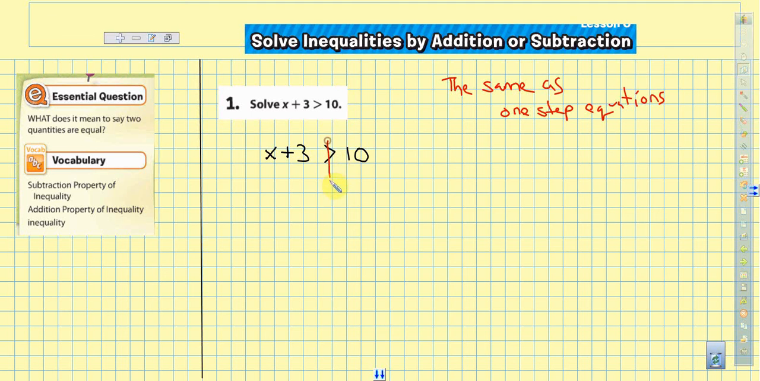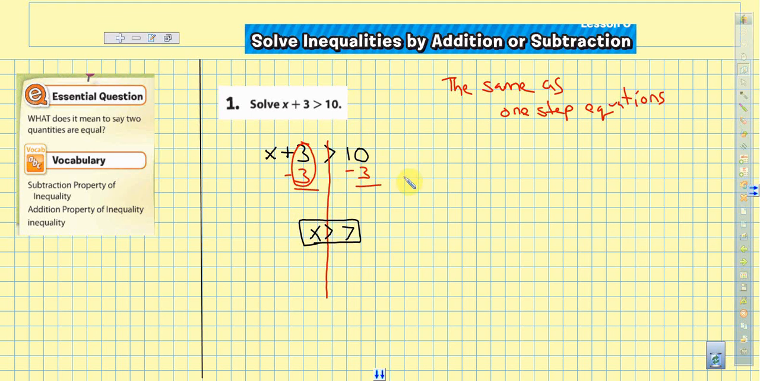I'm going to draw a line. Same as I would solve a one-step equation. I look at this and I'm going to subtract the 3. I want to get the x by itself, so I'm going to subtract the 3. Some of the words that I'm going to use you've heard before. You've heard me say 3 minus 3, that's 0. Now x is by itself. It's going to be greater than 10 minus 3, which is 7. Okay, so x is greater than 7.